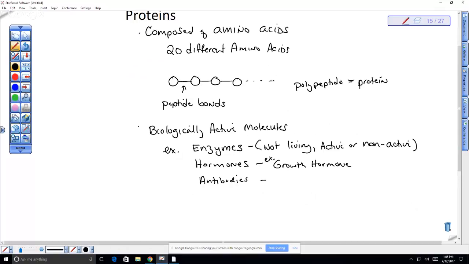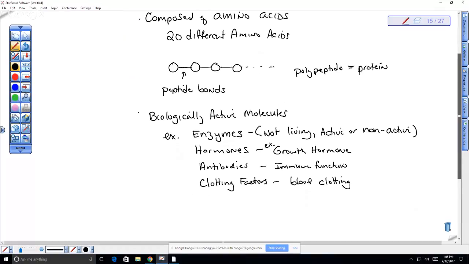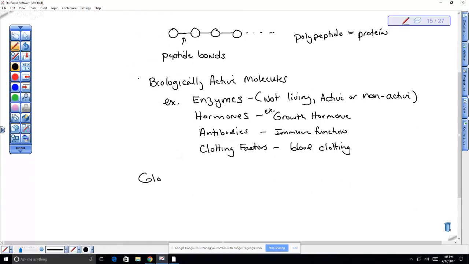Okay, antibodies, which have an immune function, are also proteins. Okay, and we could also talk about clotting factors in the blood. So this allows blood to clot, right? And they are proteins. Okay. So all of these proteins that I've just described are examples of globular proteins.